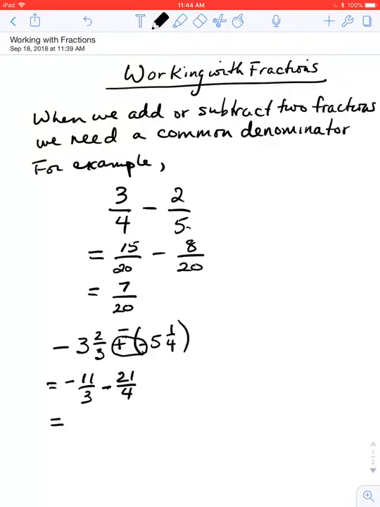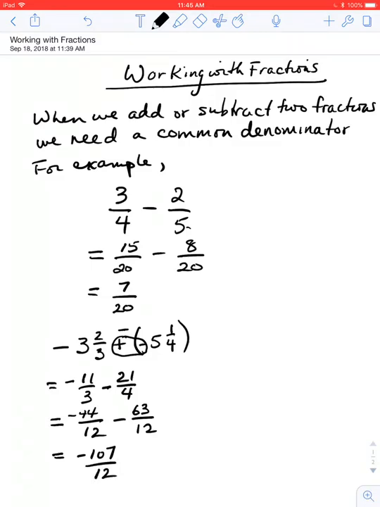In this case here, the lowest common denominator would be 12. 3 goes into 12 4 times. 4 times -11 is -44. 4 goes into 12 3 times. 3 times 21 is 63. And -44 take away 63 would be -107/12.